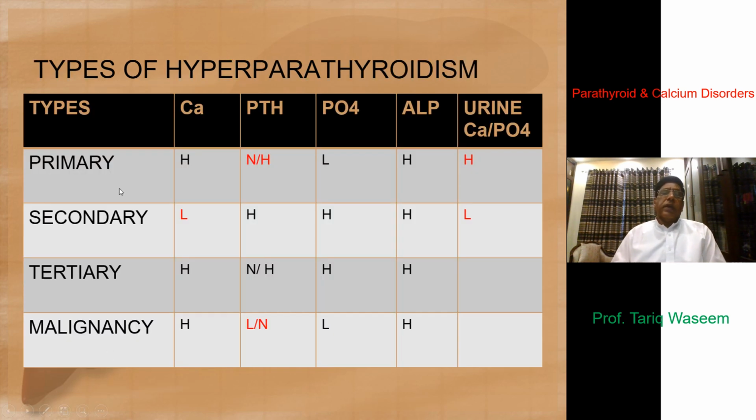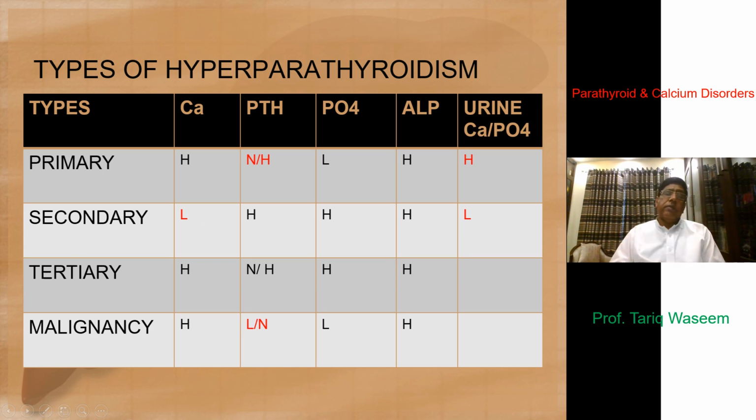The hyperparathyroidism can be considered as in three forms: primary or secondary or tertiary, and sometimes malignant. Primary means that there is an adenoma in the parathyroid gland which releases more parathormone, and this would result in raised calcium. Parathormone may be normal or high, phosphate would be low, and alkaline phosphatase would be high because of high turnover, and their urine calcium to phosphate ratio would be high, meaning by that more phosphate would be retained and calcium would be lost.